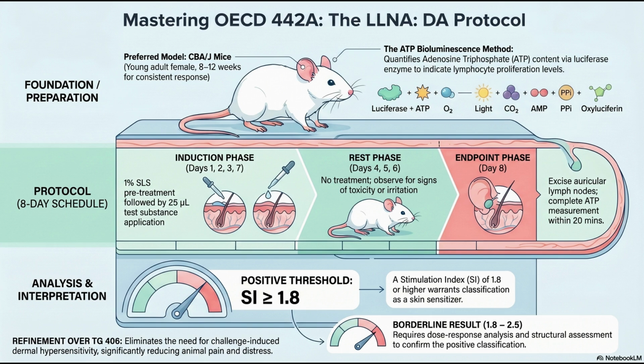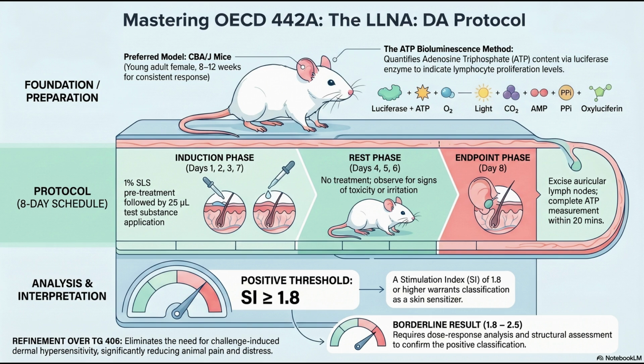Right, RLU. And to conceptualize this, think of it like assessing the occupancy of a massive office building at night. Rather than walking floor by floor and opening every door to count individual employees, you just stand out in the parking lot and measure the total amount of light radiating from the windows. Because more light equals more people. Exactly. A higher total light output reliably indicates a higher number of people working inside. In our assay, more light means more ATP, which indicates more immune cells, and that confirms the chemical actually triggered a sensitization response.